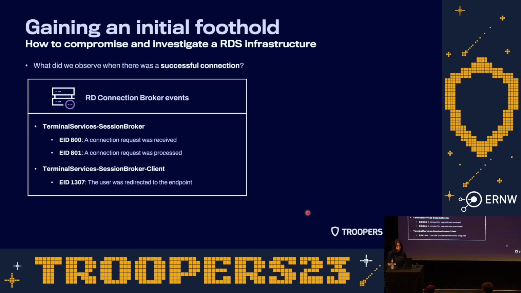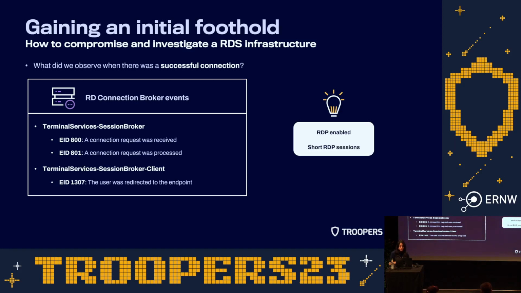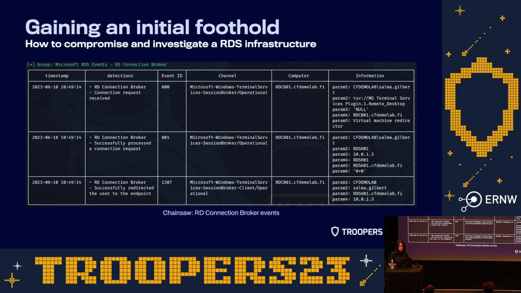On the RD connection broker, we'll have events about the connection requests that were received and processed, as well as an event about the user being redirected to the endpoint, so the RD session host. As a side note, in this case the connection broker needs to have RDP enabled in order to forward the connection, because a very short RDP session will be created when the connection is forwarded to the RD session host. And this is what the output of Chainsaw looks like. We can see here the information, and in particular, to which RDS collection we want to connect, and then in the end, to which server the connection was forwarded.